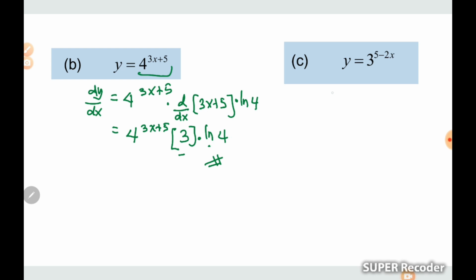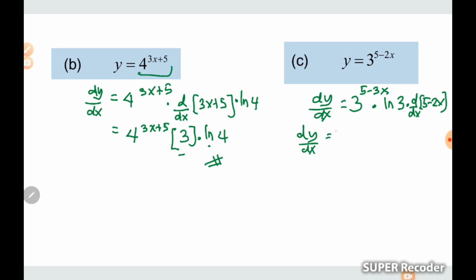C, if given y equals 3 to the power of 5 minus 2x, differentiate y. dy/dx equals, copy the function 3 to the power of 5 minus 2x, then multiply by ln 3. Then the next step is to differentiate 5 minus 2x. So the answer is dy/dx equals 3 to the power of 5 minus 2x, multiplied with ln 3 and the derivative of 5 minus 2x, which is negative 2.